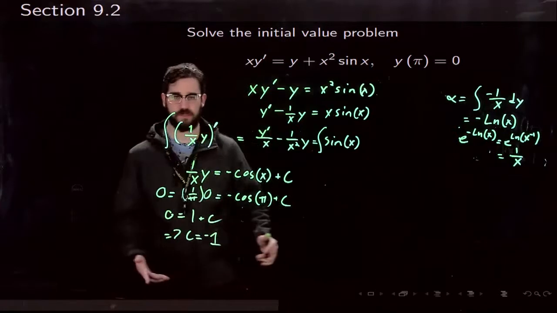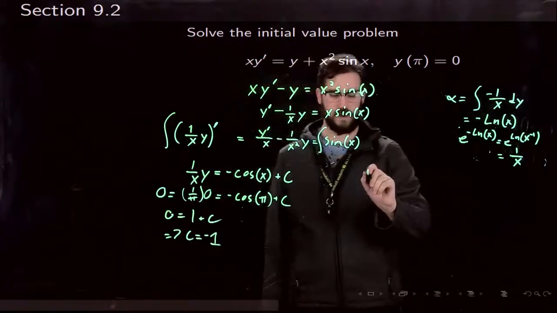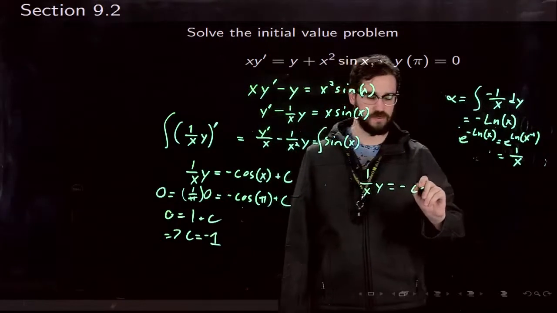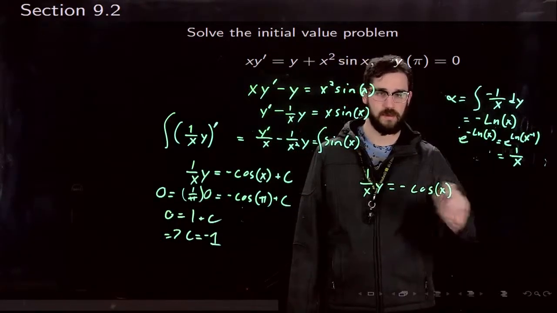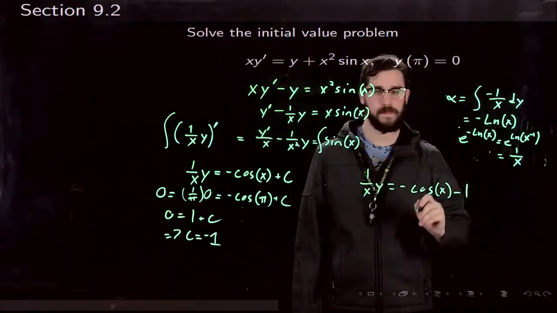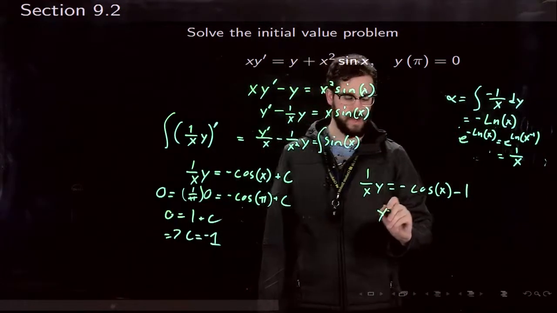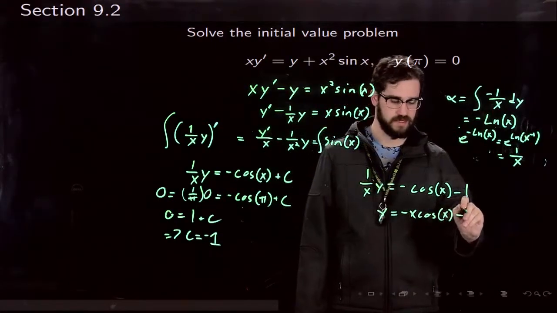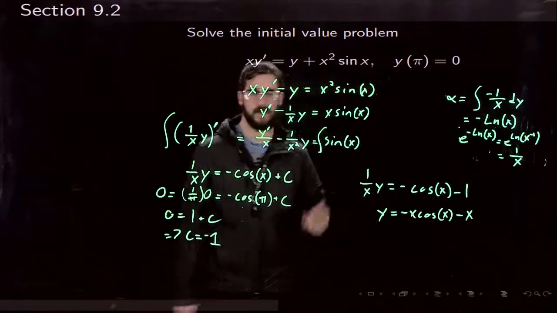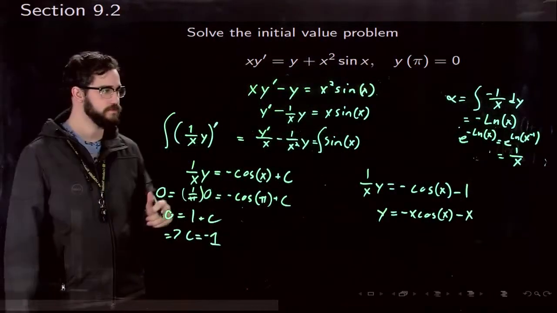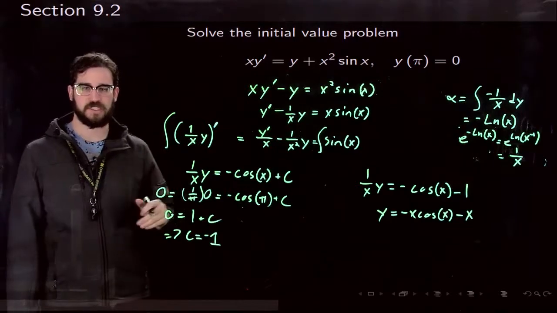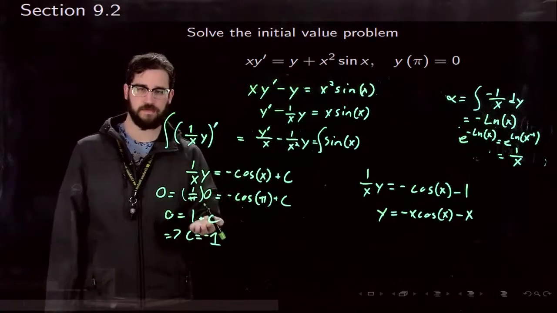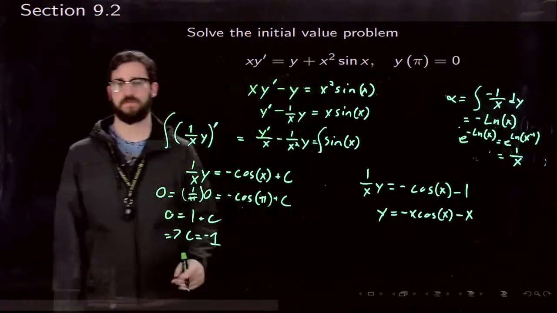Now we can write our solution. 1 over x, y, is equal to negative cosine of x minus 1. Solve for y. Y equals negative x cosine of x minus x. And that's all we had to do. Pretty simple. Just go step by step, get your alpha, undo the product rule, get your c, boom, solution.